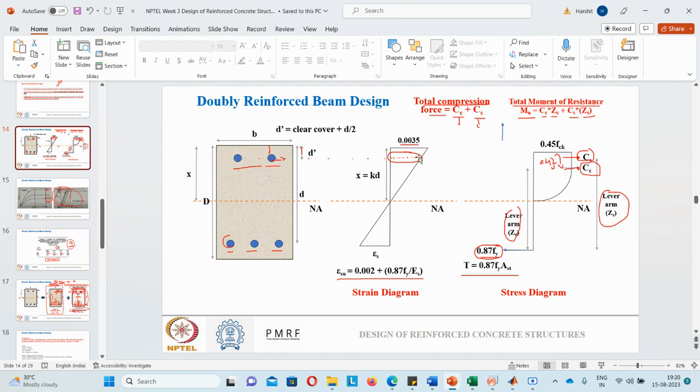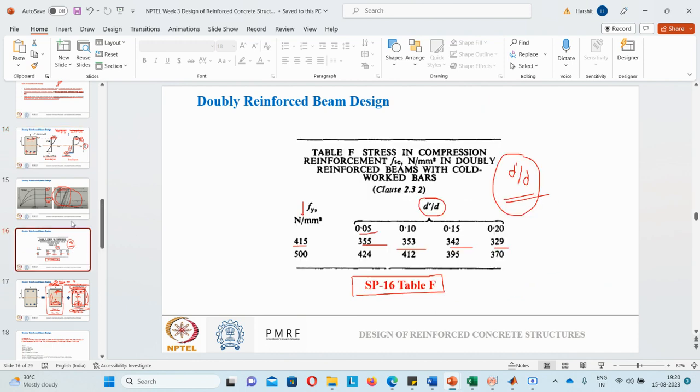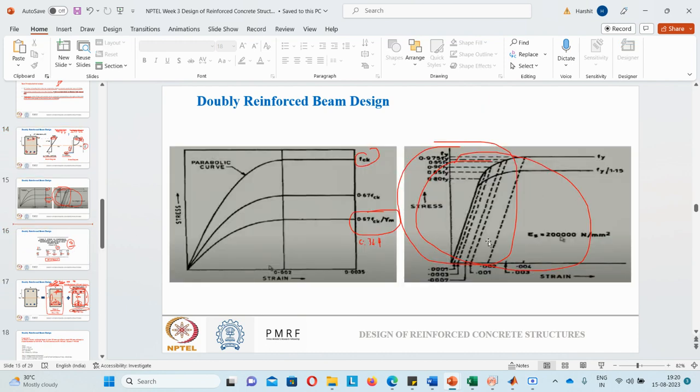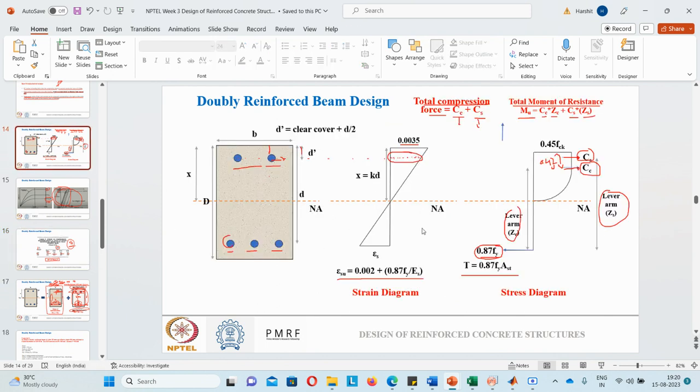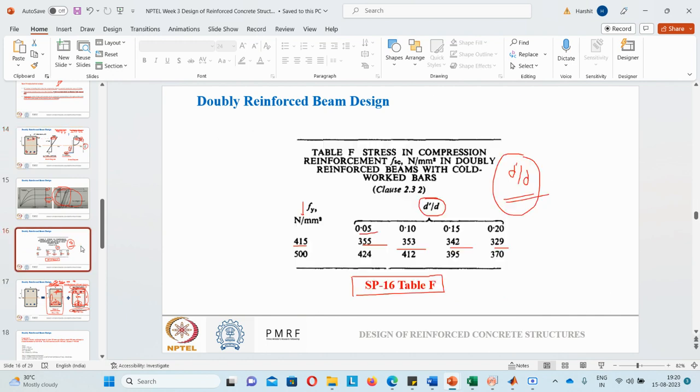How do we do that? By calculating the strain that is acting at this level, and then using the stress-strain curve of steel to calculate the stress value. So this SP16 table that I showed you directly gives us that value. Rather than using the similar triangle property, calculating the strain acting here and then calculating the stress value, this table has simplified that calculation.